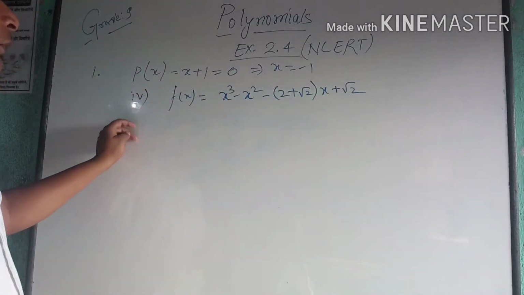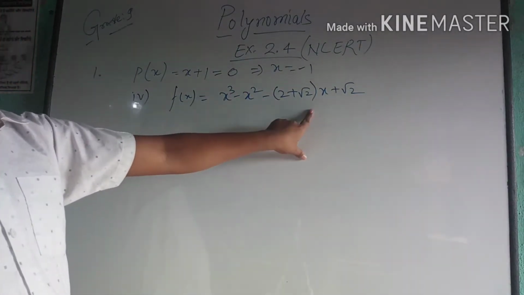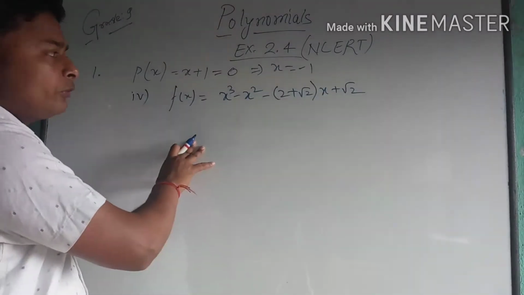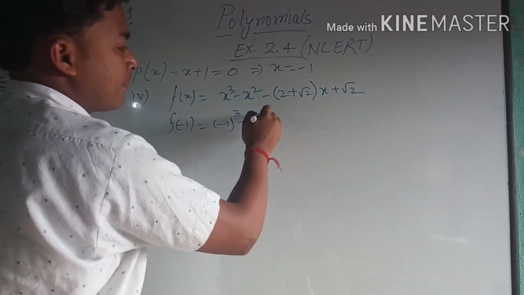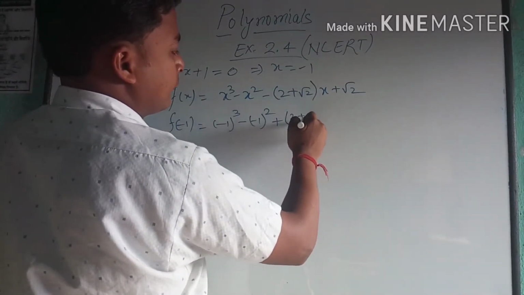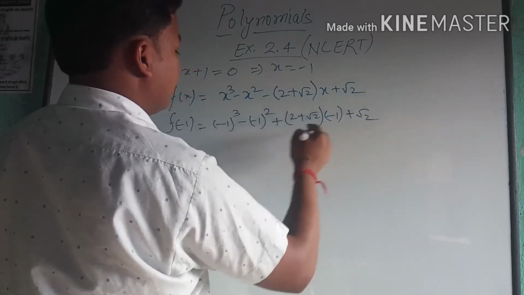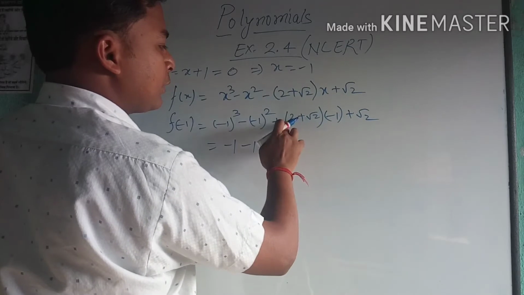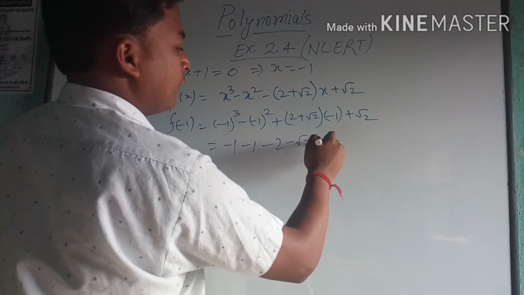In this same series, now we have part 4, in which function of x is given as x cube minus x square minus 2 plus 2 root 2 plus root 2 x plus root 2, and we have to find the value of the given polynomial at x equal to minus 1. So we can write, only we have to substitute the value of x, nothing more than that. Minus 1, again this is minus 1, this is plus 2 and minus 1, minus 2 minus root 2 and this is plus root 2.